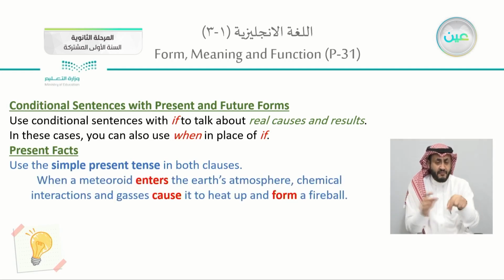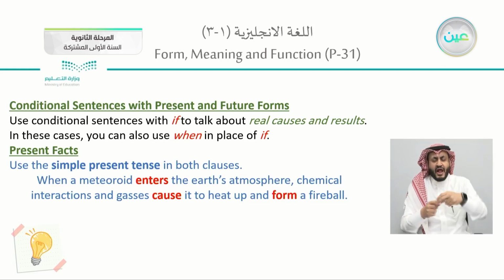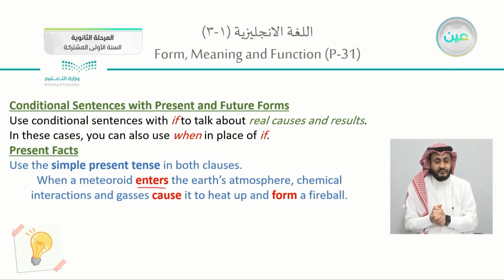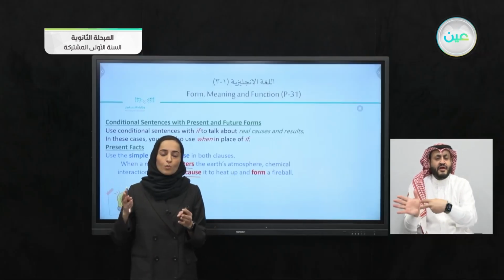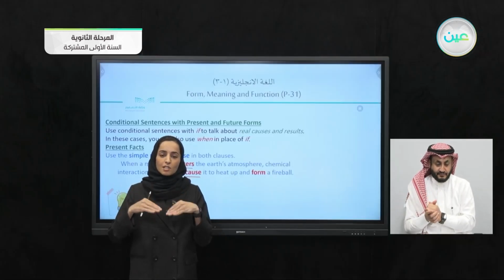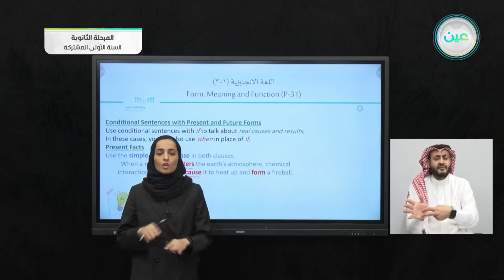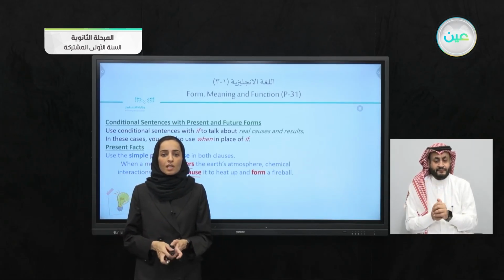Like here, when a meteorite enters the Earth's atmosphere, chemical interactions and gases cause it to heat up and form a fireball. Whenever we have it enters, this one is going to cause. So always the same result. We're not going to say today the result is going to be different than tomorrow or it was different than yesterday. No, that result is always the same regardless of who's doing the action.